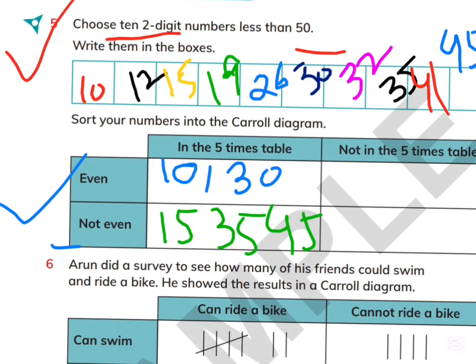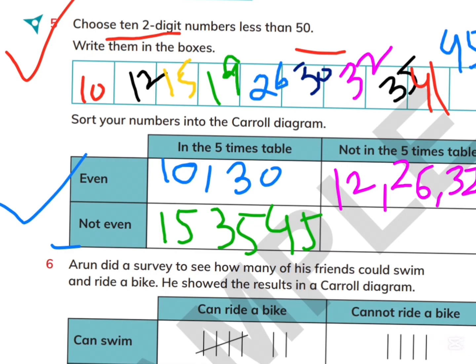Which numbers do not come in the 5 times table but are even? This number must be even but not in the 5 times table. This is 12. 26. This is even but not in the 5 times table. Okay, I'm changing the color. 12, 26. Okay, these are two numbers which are even but not in the 5 times table. 32 as well. 32 is also even but not in the 5 times table.